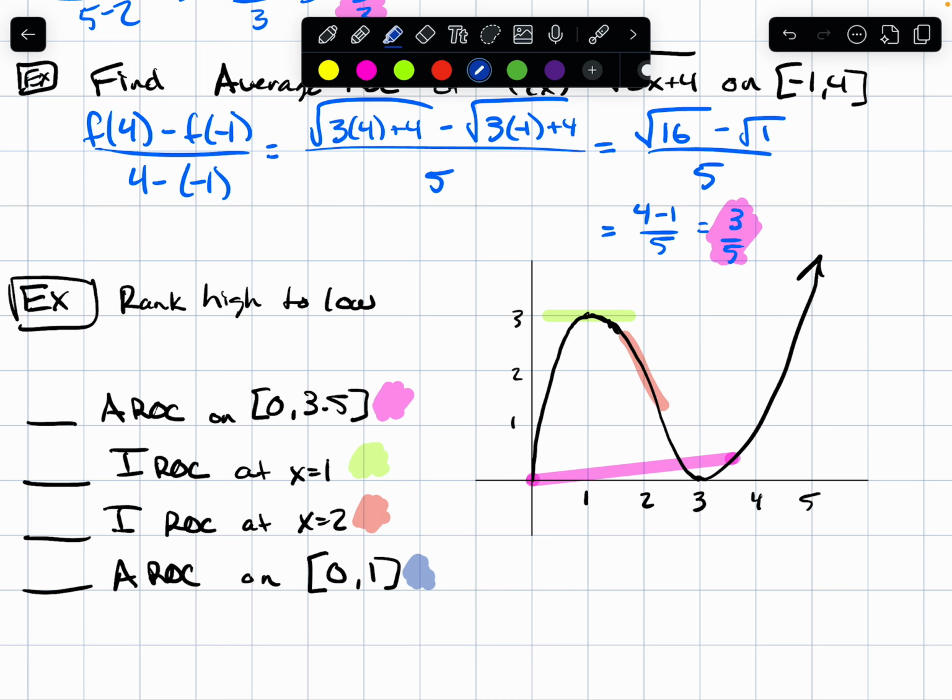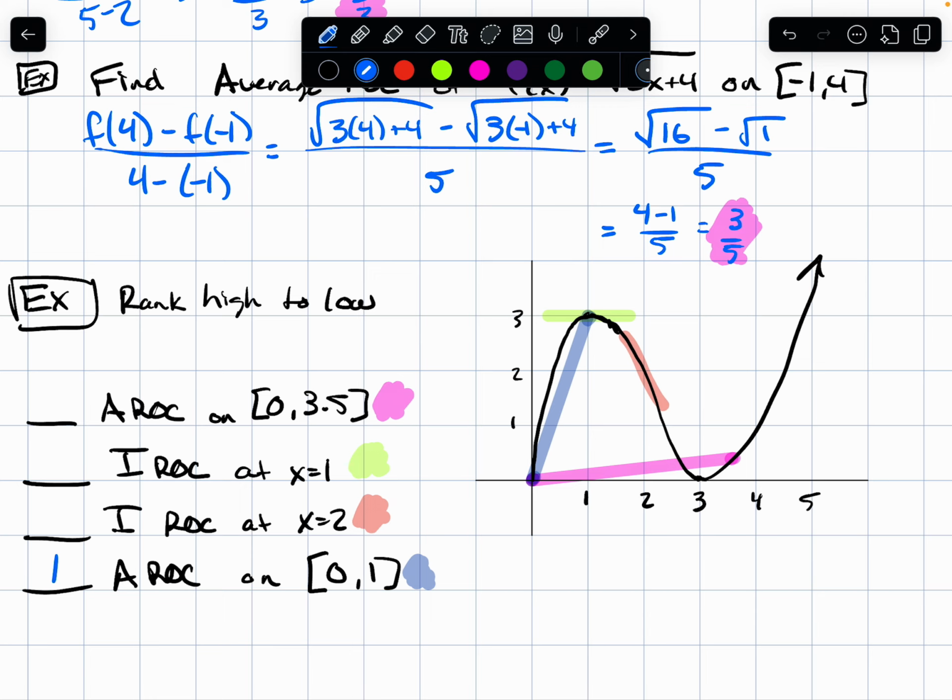And lastly, average rate of change from 0 to 1. So I'm going to start at 0, end at 1, and all I do is I draw a straight line. So now all we got to do is just rank these from high to low. Our highest slope was obviously that average rate of change on 0 to 1, so that's going to be our first one.